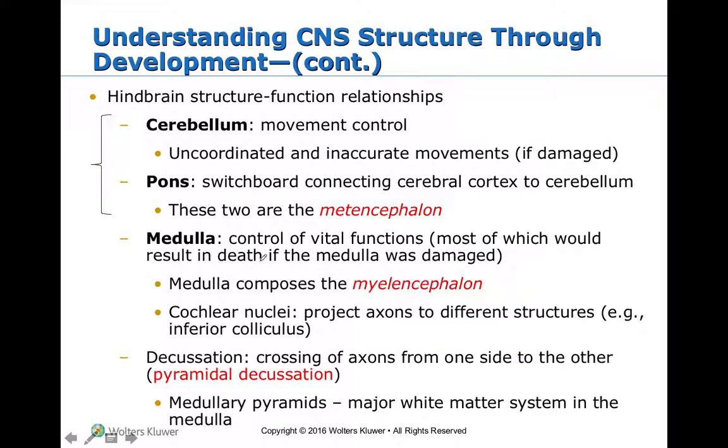The hindbrain, or the rhombencephalon, contains the cerebellum, the pons, and the medulla. Now, the cerebellum and the pons are collectively referred to as the metencephalon, and the medulla is known as the myelencephalon. The cerebellum is important for movement control as well as aim, rhythm, and timing. So if damaged, this can lead to uncoordinated and inaccurate movements.